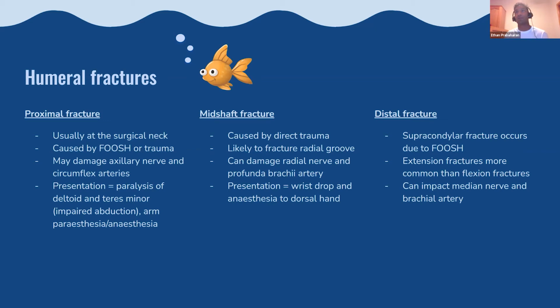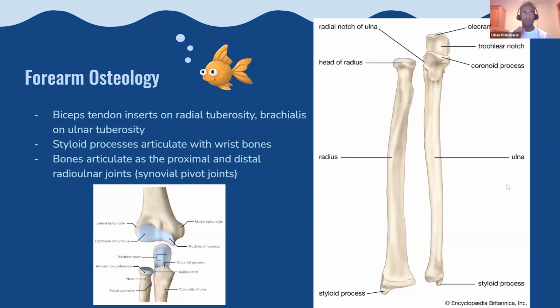If you injure your humerus distally, which we call a supracondylar fracture, meaning the fracture occurs above the condyles, that typically occurs due to a fall injury. We can get extension fractures, which is where your elbow is extended. They occur more commonly than flexion fractures, and they're likely to impact the median nerve and the brachial artery. So it's a different set of vessels and nerves at each different site, and that really depends on where the vessel is close to the actual bone.